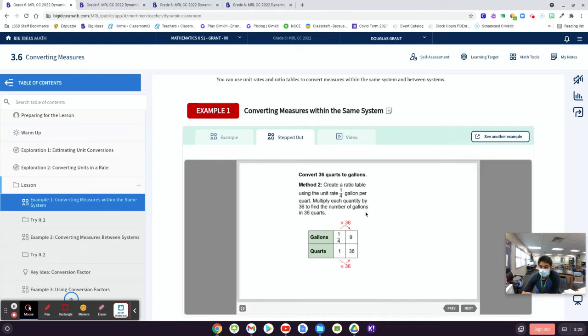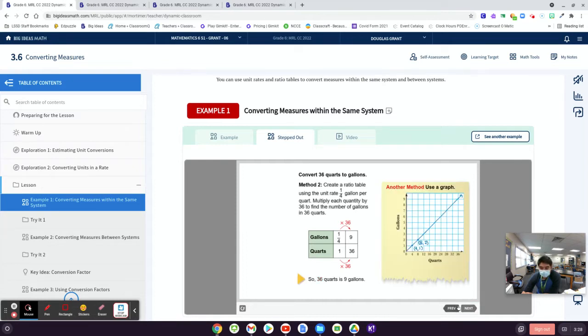So yeah, you can construct a ratio table to figure out the correct conversion. And you can also plot these on a graph if you want to interpret graphs. They plot the point (4, 1), because there are 4 quarts for every 1 gallon, and then they create the line. And so to figure out when you have 36 quarts, it's up here. It's going to be 9 gallons. I would recommend using the ratio table because you're going to have to get some graph paper out and graph this. I think it takes a lot more work. So yeah, I recommend using the ratio table.